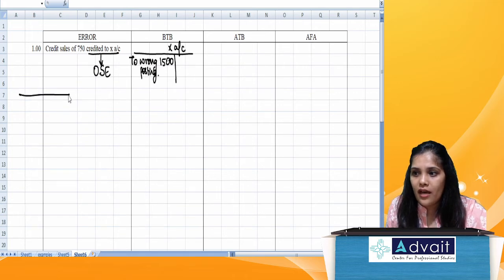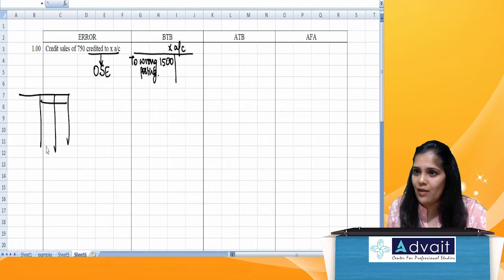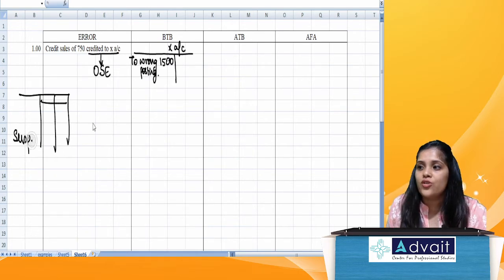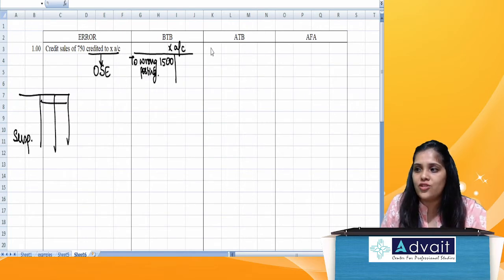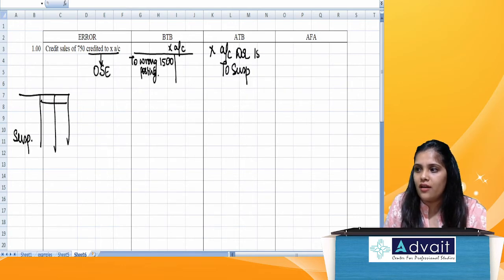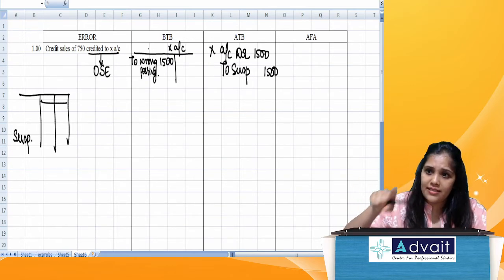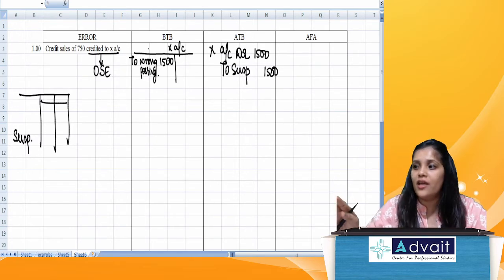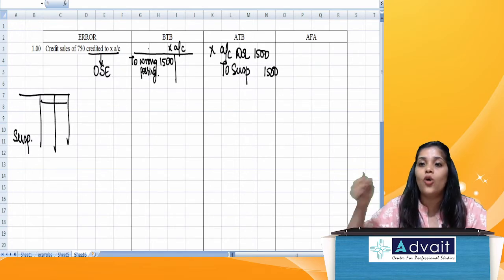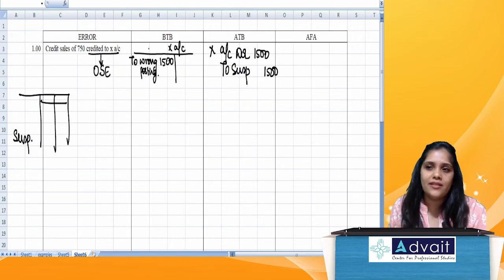Because if there is an error, my trial balance wouldn't have tallied and the difference would have gone to suspense account. So, what do we do? We pass the journal entry, X account debit to suspense, 1500. So, the effect is still the same. X was debited in the first case. In the second case also, X is debited only. Now, credit suspense account because there will be suspense account.